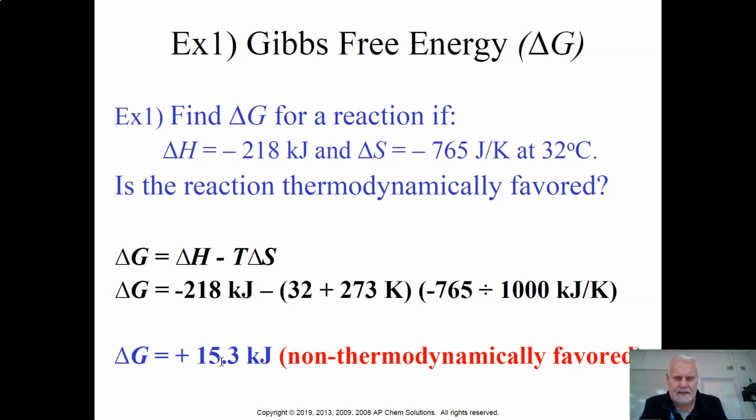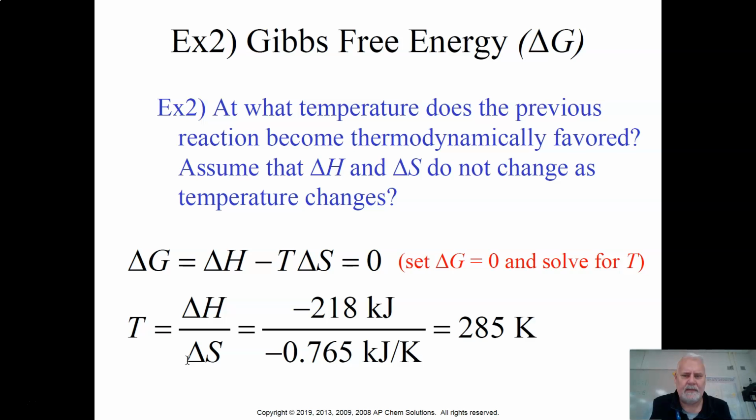Okay, now in doing this problem, you've got to make sure you put the plus sign, like when you take the AP test, to show that that is a non-TFP. All right. So anyway, that positive value means it's not going to be thermodynamically favored. So that's a pretty straightforward way of doing these problems.